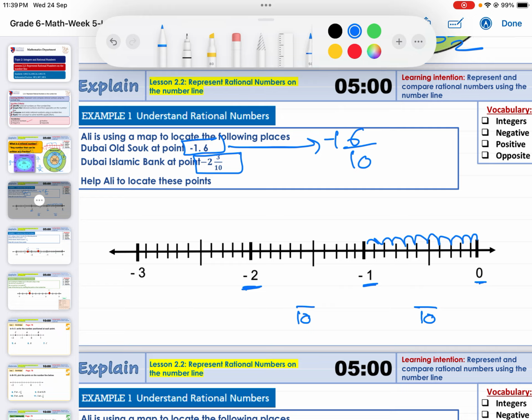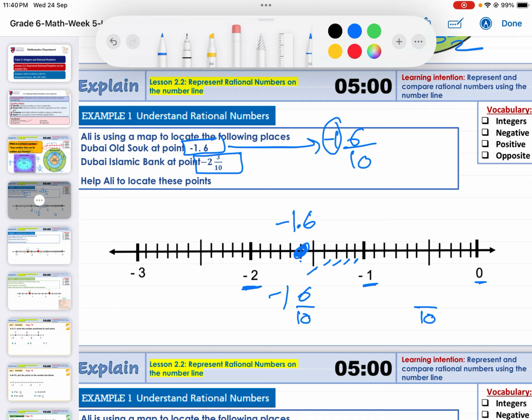So let's start graphing -1 and 6/10. How are we going to do this? We look at -1, the whole, then start counting from -1. Now I'm going to count 6 steps from -1. So that's 1/10, 2/10, 3/10, 4/10, 5/10, and 6/10. It's going to be here. So that is -1 and 6/10, or you can call it -1.6, because this will be 0.1, 0.2, 0.3, and so on.